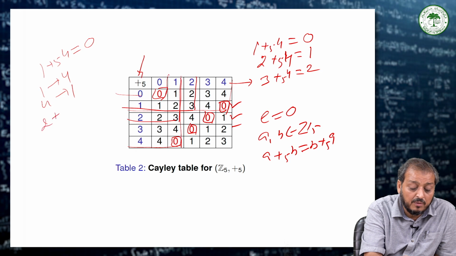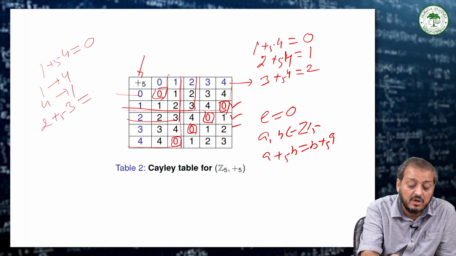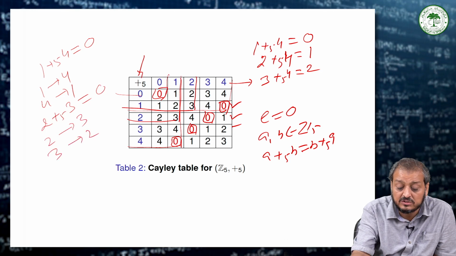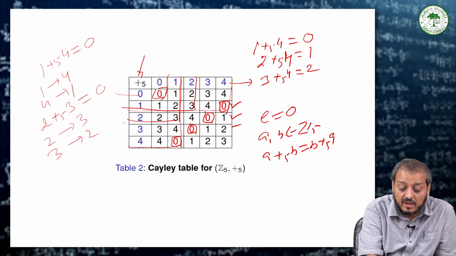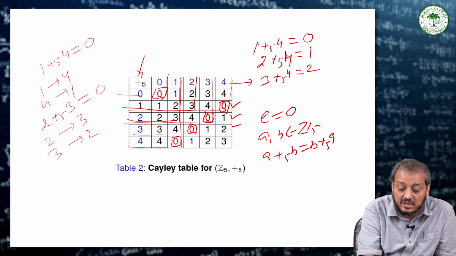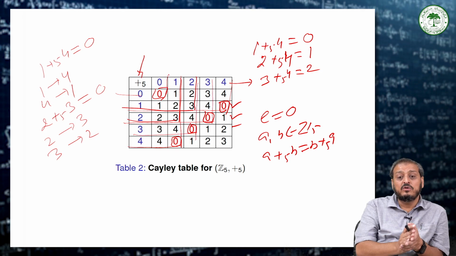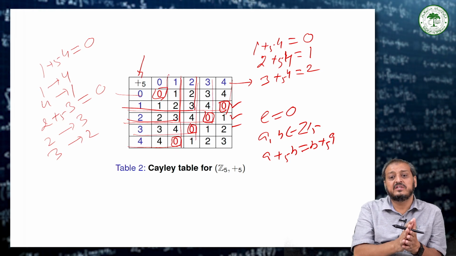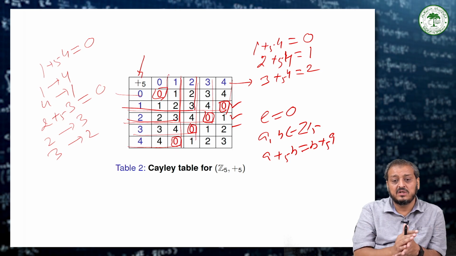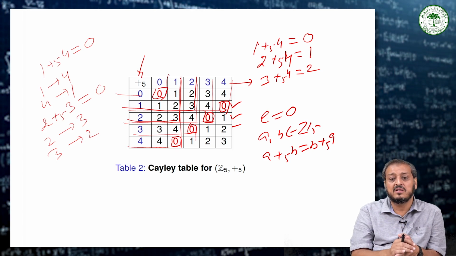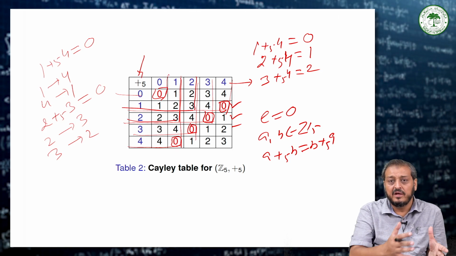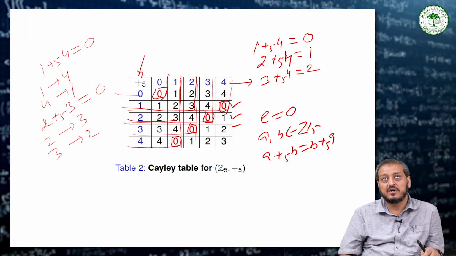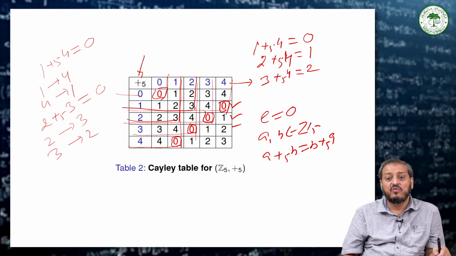Now if we take 2 under addition modulo 5 with 3, it is equal to 0. So that means 2 is the inverse of 3 and 3 is the inverse of 2. We show that each and every element has an inverse, and the identity element is also present. So this forms a group under addition modulo 5, represented by the table. This is the Cayley table for Z5.